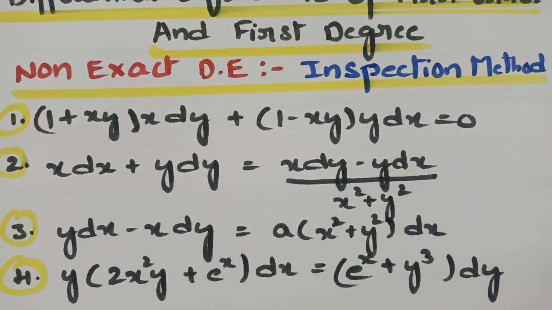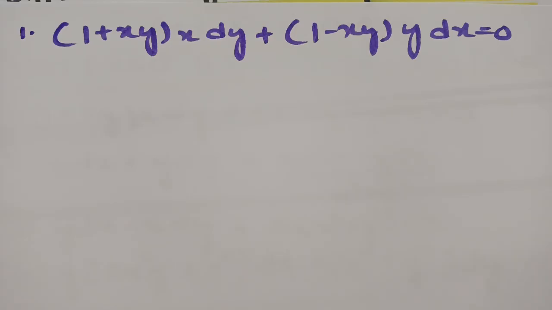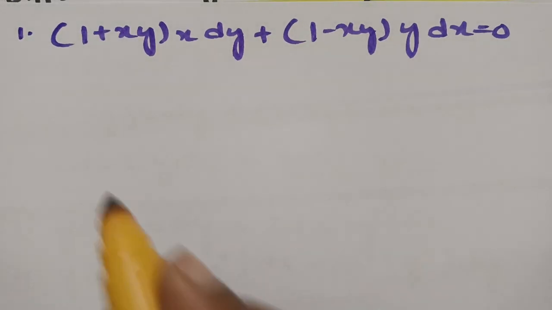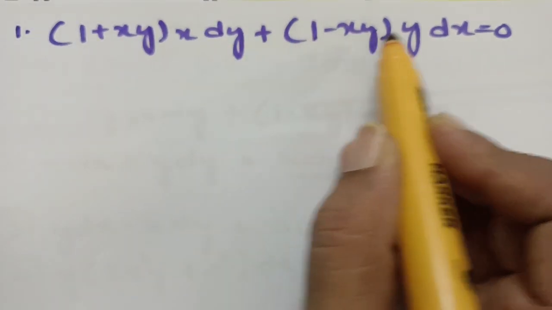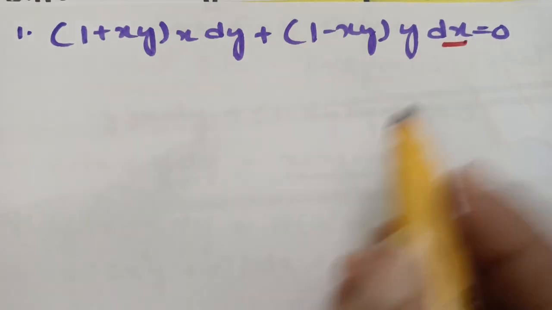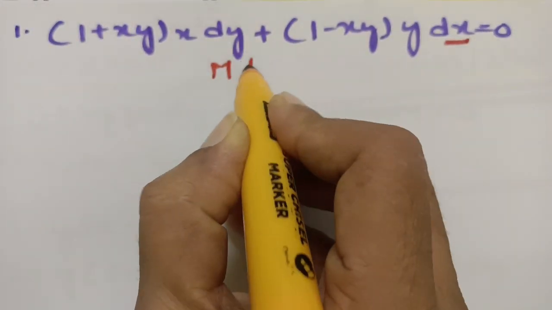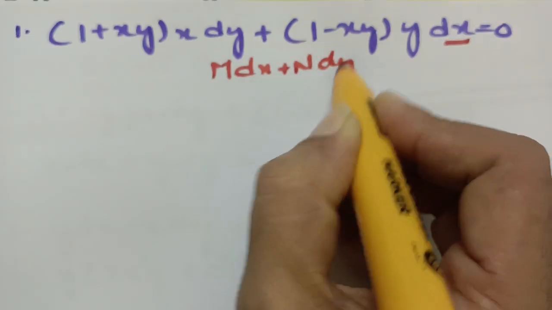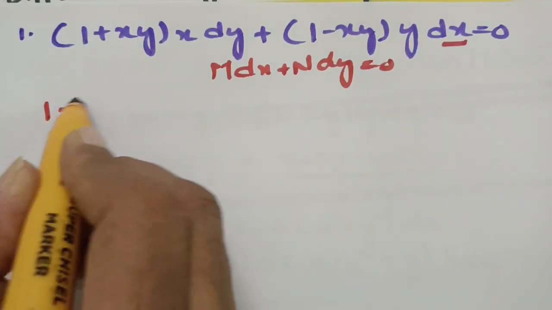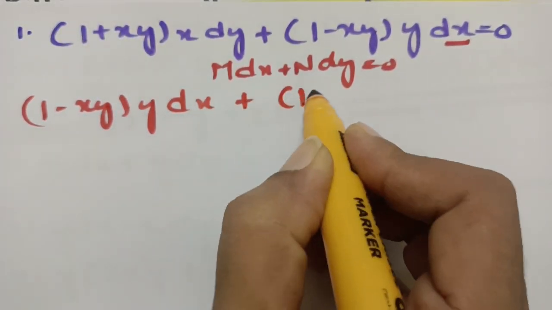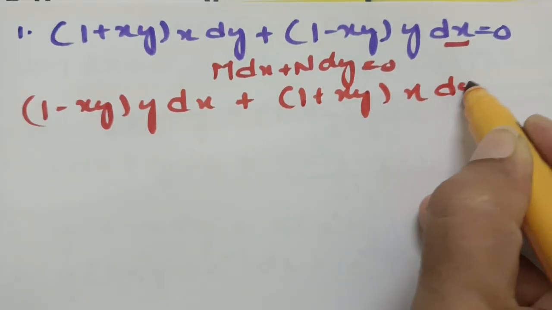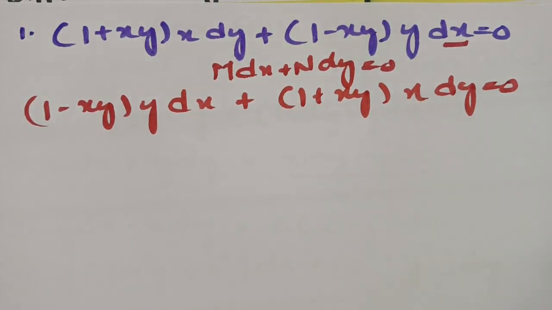is equal to 0. So, the first question which I'm going to solve is (1 + xy) x dy, (1 - xy) y dx. So I need y first. As I need the equation in the form M dx + N dy, I am bringing this dx term to this side. So this is (1 - xy) y dx plus (1 + xy) x dy. First of all, we have to rearrange like this, and next we have to solve the problem.